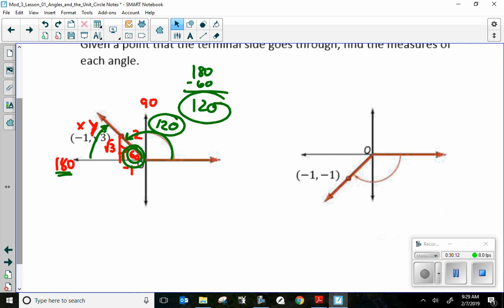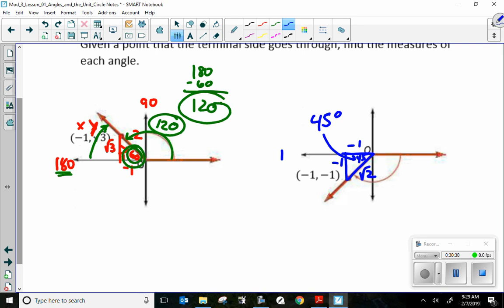Let's do another one. We have a triangle here. Should really blow these up. I go -1 this way and -1 this way. 1, 1, radical 2. I know this has to be 45 degrees, okay? So that's 45 degrees right in there. If this is 180, I just went 45 degrees past that. 180 plus 45, 225. Okay, so now I'm going 225, but be careful.